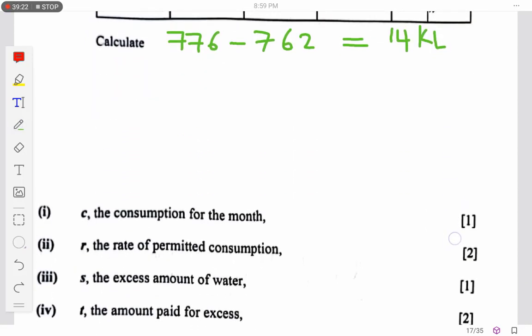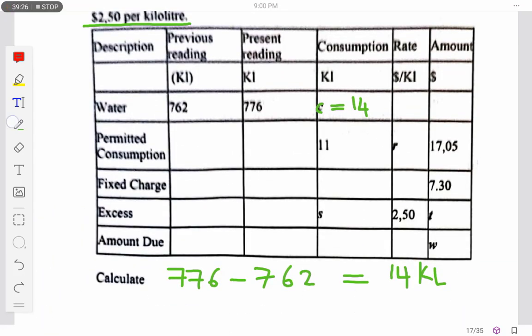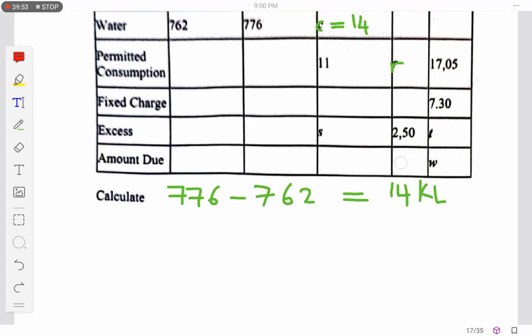Find the rate of permitted consumption R. Permitted consumption R. So this is our R here. We are given the amount, which is this one. Then we are also given the consumption, which is 11. So it's like for an amount of $17.05, we are to use only 11 kiloliters. So to get the R there, we simply divide.